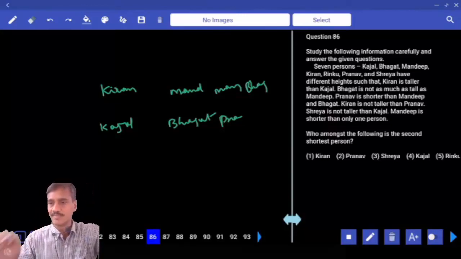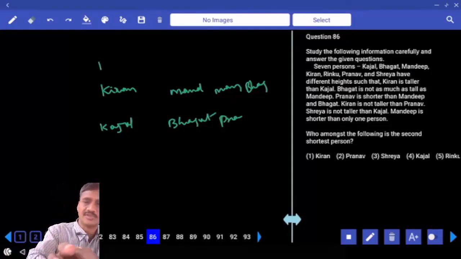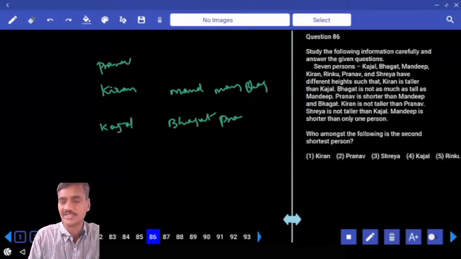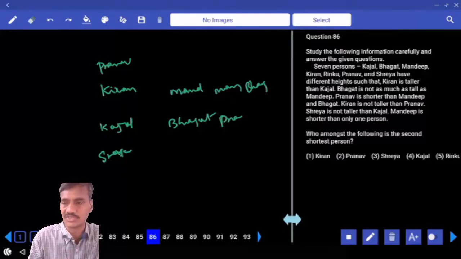And Kiran is not taller than Pranav, hence Pranav is taller than Kiran. And Shreya is not taller than Kajal, so Shreya is shorter than Kajal.